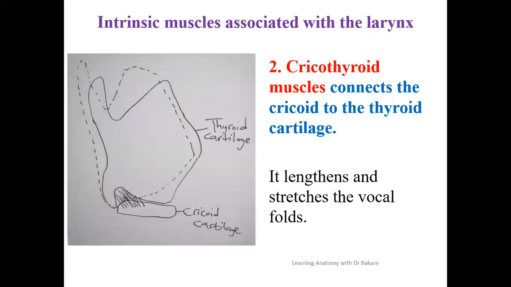So the second muscle is the cricothyroid muscle. The cricothyroid muscle, from the name, we should by now know that it connects the cricoid cartilage with the thyroid cartilage. Remember, we said the cricoid cartilage is like a ring, and it's seen at the lower border of the larynx, and you have the thyroid, which is the biggest of them all. You see it at the top of the cricoid cartilage. So you see the muscle connecting the cricoid cartilage with the thyroid cartilage.